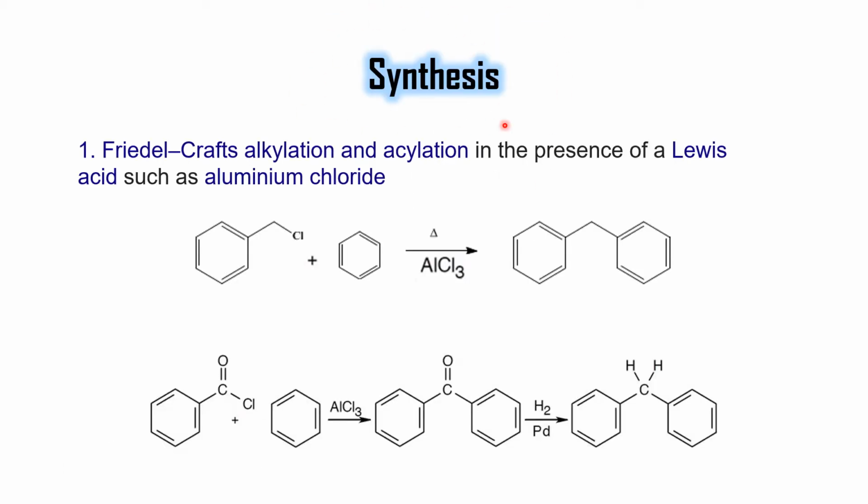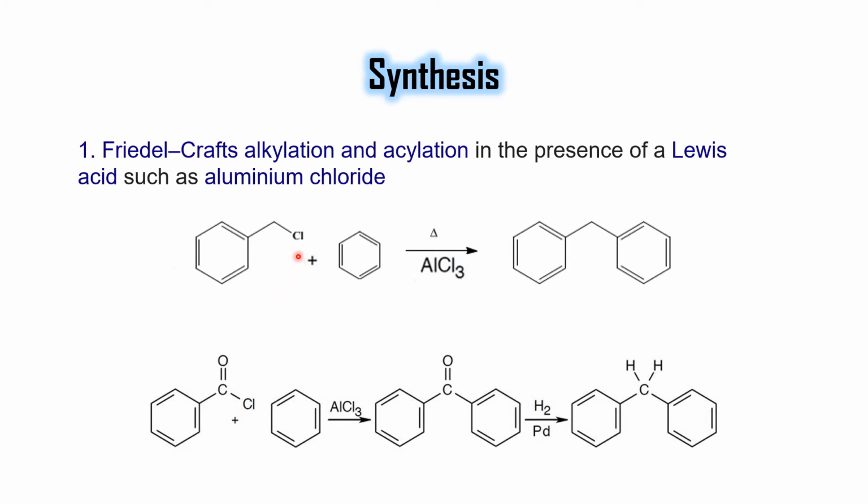Let's talk about a synthesis. There are various methods by which we can get diphenylmethane. So every time you need to see whether reactants are containing two benzene rings as well as central carbon. So Friedel-Crafts alkylation and even Friedel-Crafts acylation. These are common reactions.